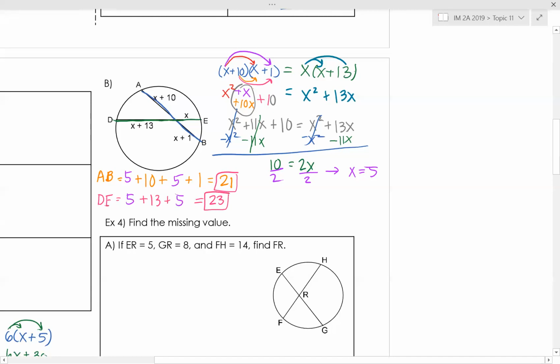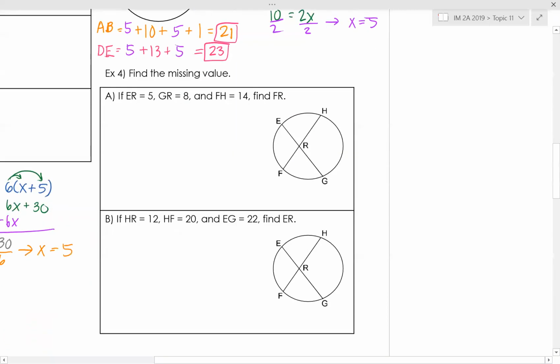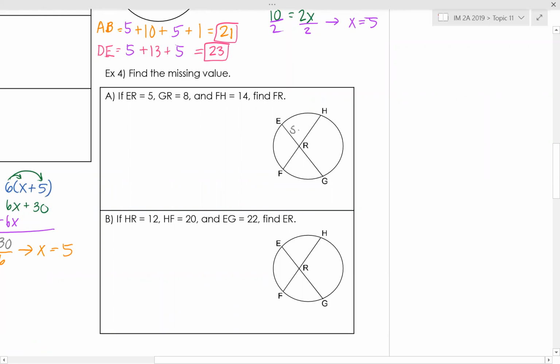Okay, so we're going to finish up with example 4. In example 4, we will have to factor some things. So looking at example 4, we don't have the circles labeled, but they are giving us some information about the pieces of the circle. So ER is 5, so let's label that with 5. And GR is 8. So those are 2 parts of the same line, so that's nice. They're both numbers. We aren't going to have anything crazy.